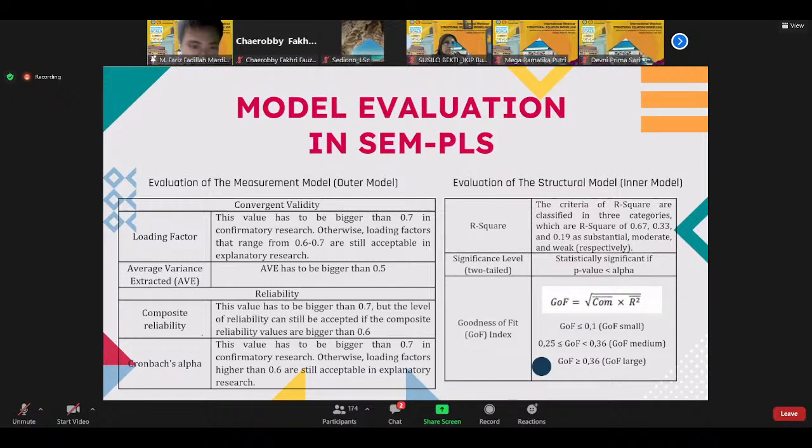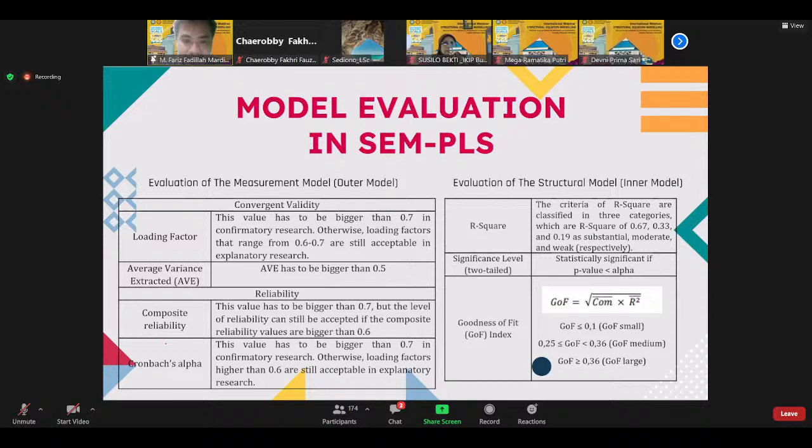And then you can use a reliability measure. There are two choices. You can use composite reliability or Cronbach's alpha. Composite reliability has to be bigger than 0.7, but the level of reliability can still be accepted if the composite reliability value is bigger than 0.6. Or you use Cronbach's alpha, which has to be bigger than 0.7 in confirmatory research, otherwise values higher than 0.6 are still acceptable in explanatory research.